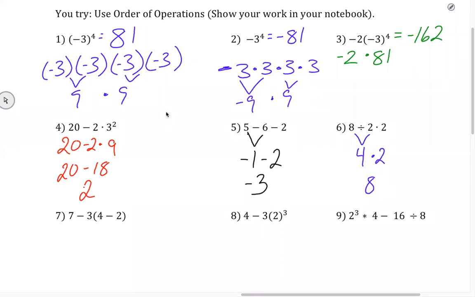All right, so I'm looking at this problem. I got parentheses. I'm going to do the parentheses first. So I'm going to do 4 minus 2, and I get 2. All right, now I have 3 times 2, that's 6. 7 minus 6 is 1. Perfect.